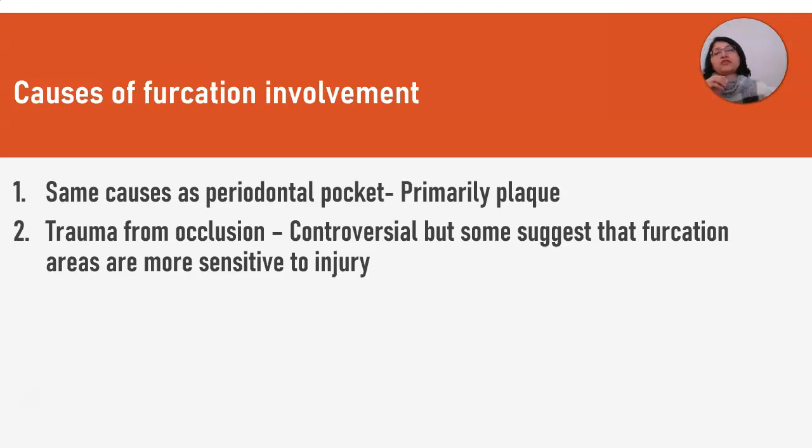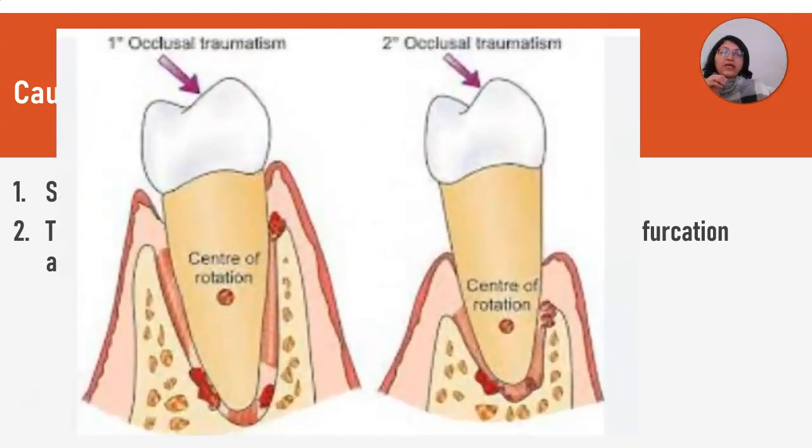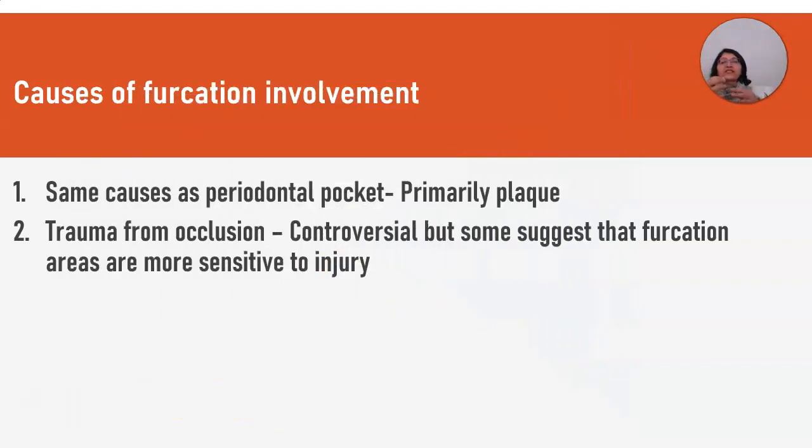Trauma from occlusion itself does not cause anything. Trauma from occlusion in the presence of plaque definitely causes what we are saying is furcation involvement or other things. That is why this is controversial, because again trauma from occlusion itself doesn't cause anything. Trauma from occlusion in the presence of plaque, it has been suggested that furcation areas are more sensitive to injury because the constant biting causes forces on the bone and on the tooth, making furcation involvement easier as compared to if the bite was normal and there was very little plaque also.